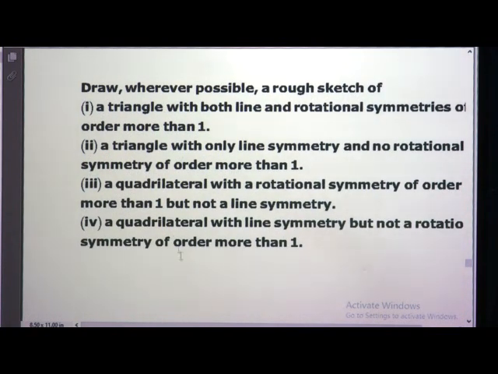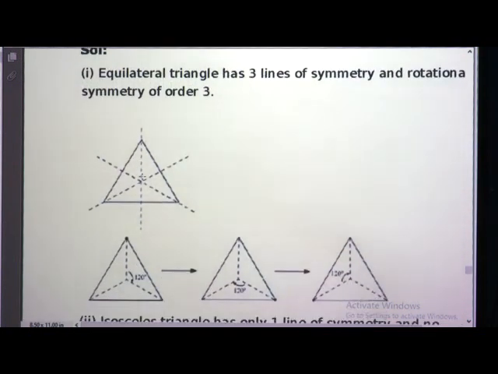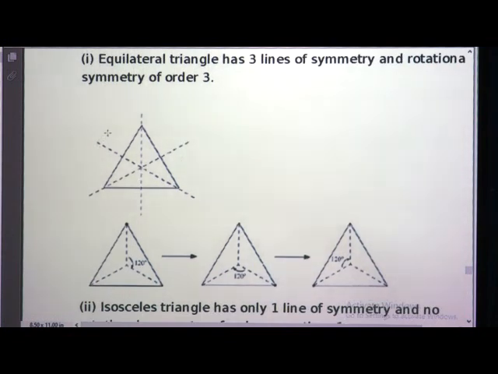So, now draw wherever possible a rough sketch of a triangle with both line and rotational symmetry and order more than 1. A triangle with only line of symmetry and no rotational symmetry of an order more than 1. These are the examples given that we have to draw the rough sketch and we will find out the lines of symmetry and the rotational symmetry of this.